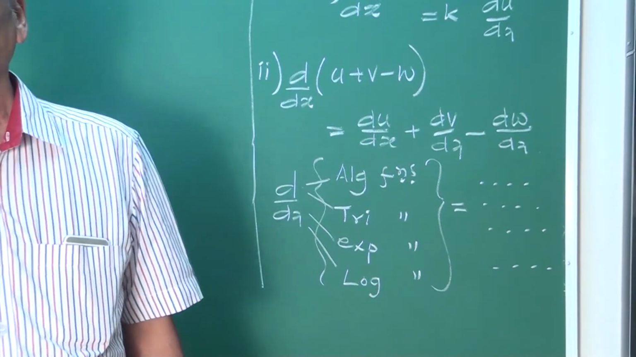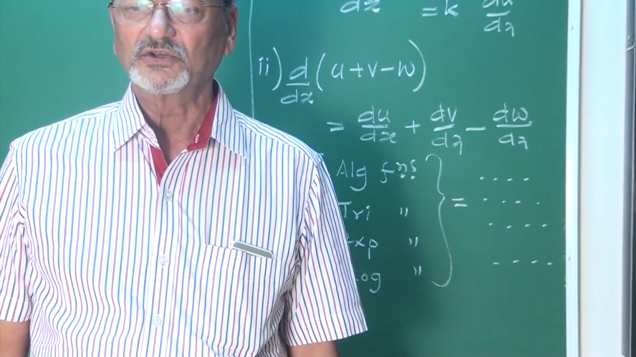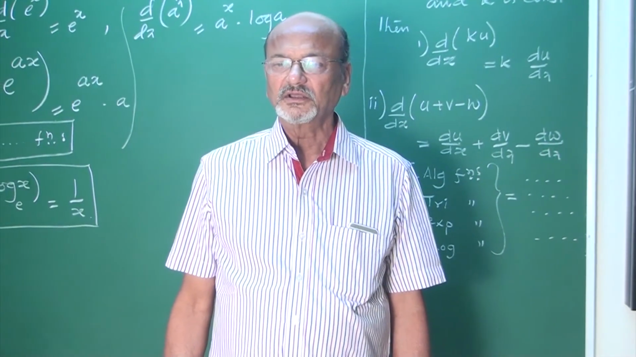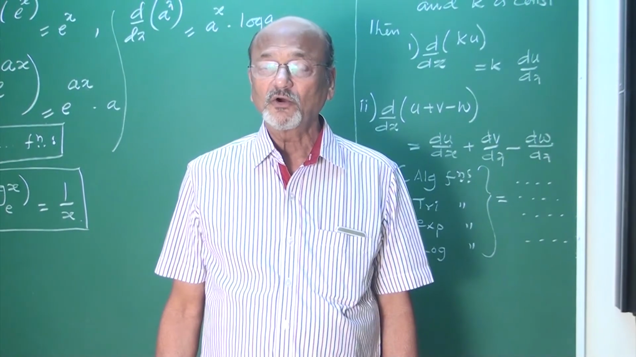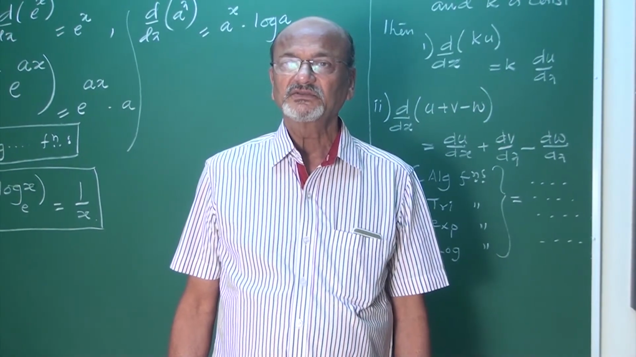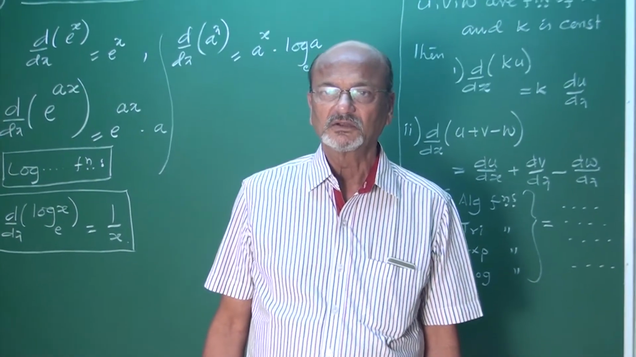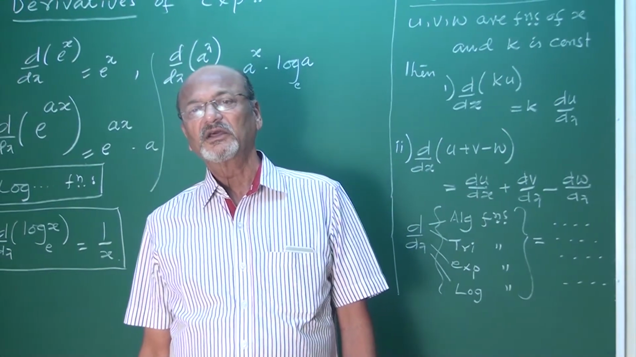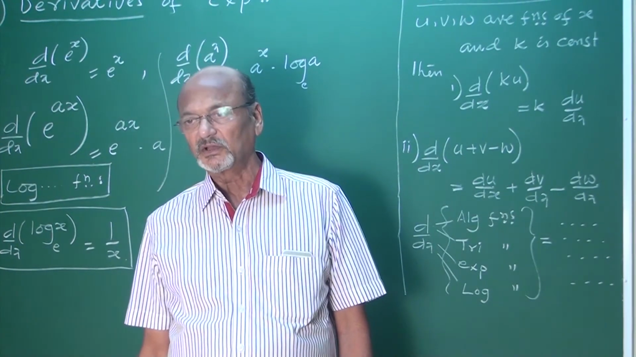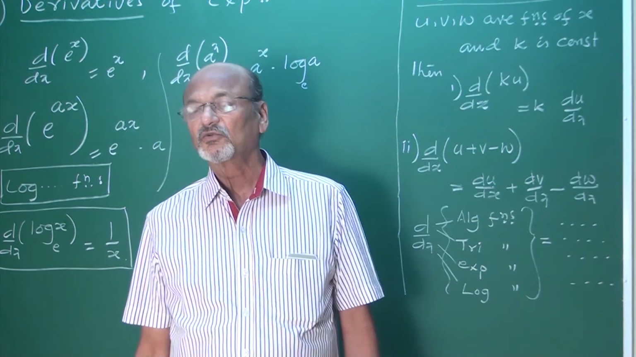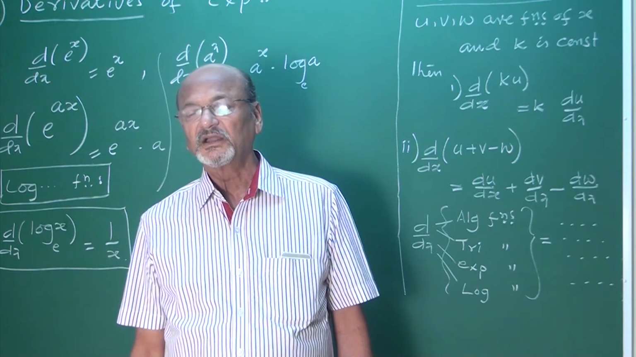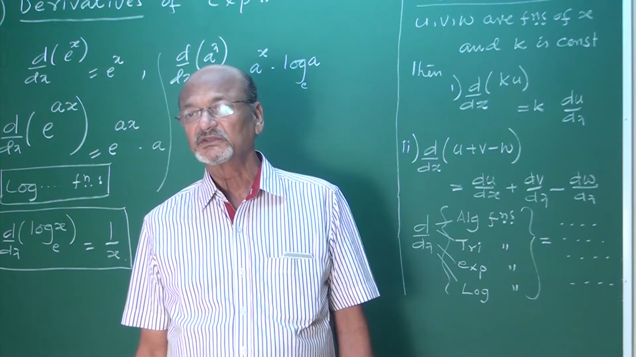Mainly, the derivative of a constant is 0, the derivative of x to the power n is n times x to the power n minus 1, and the derivative of 1 upon x to the power n, where x to the power n is the denominator, is minus n upon x to the power n plus 1. The derivative of root x is 1 by 2 root x, the derivative of x is 1, and the derivative of kx is k.